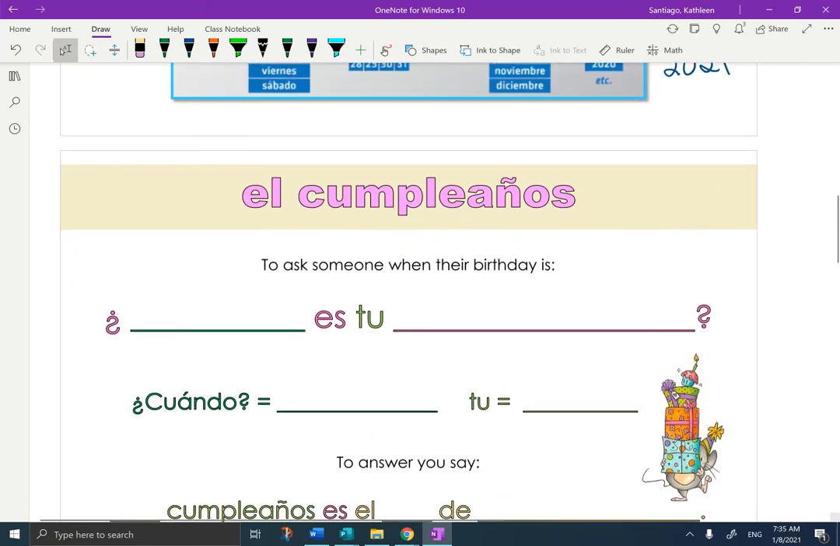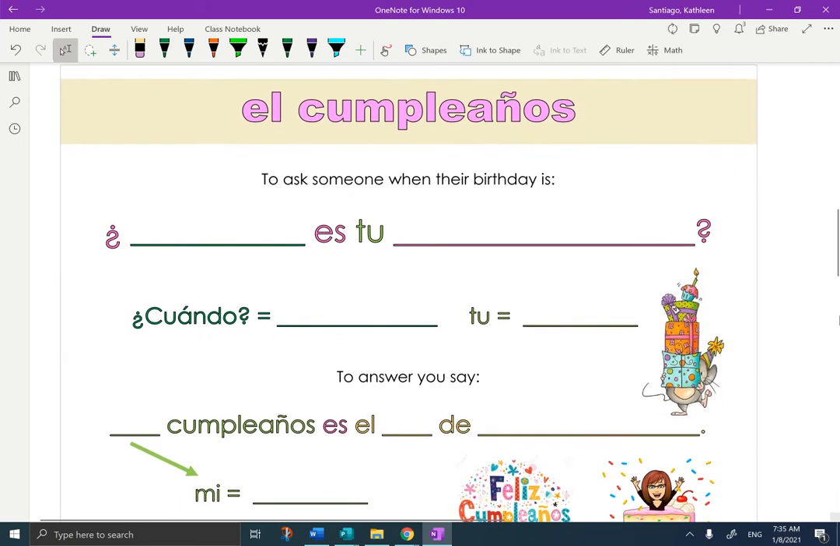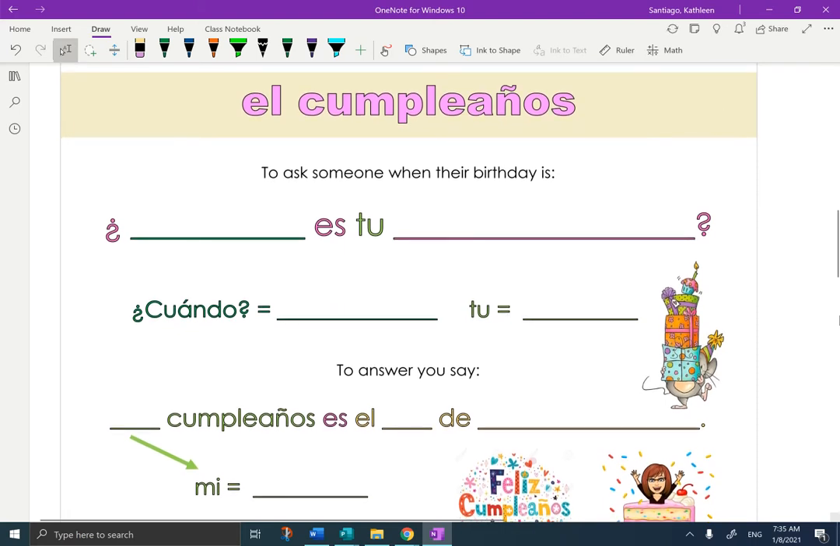Why? Because we need it for cumpleaños. Remember, cumple to complete, años year, cumpleaños birthday. To ask someone when their birthday is, you will be asking, ¿cuándo, with an accent mark, ¿cuándo es tu cumpleaños?